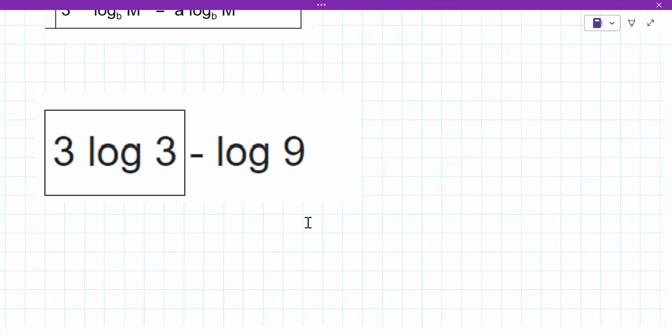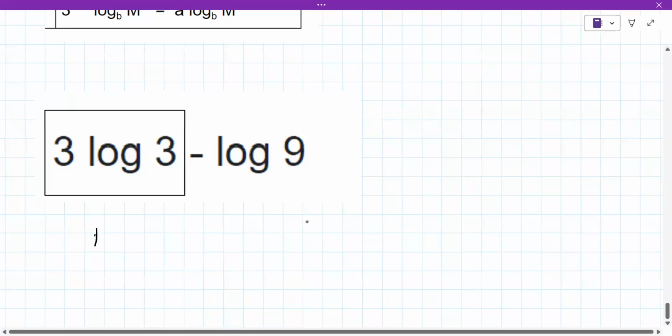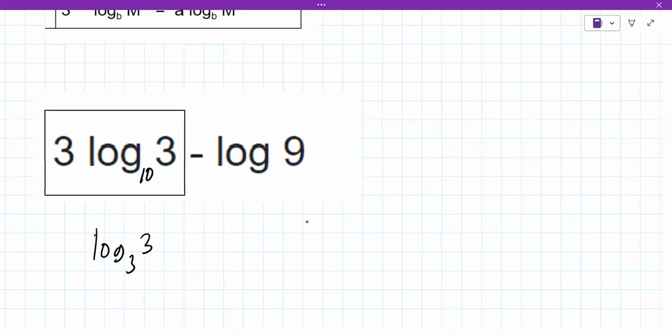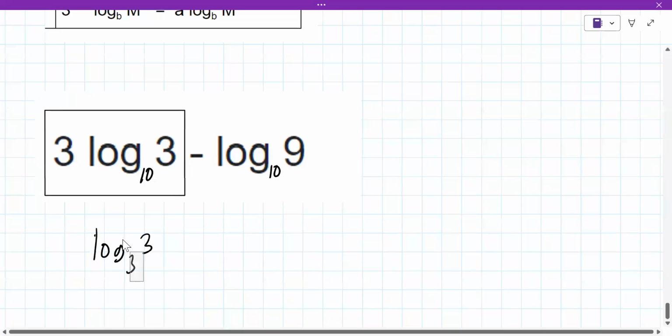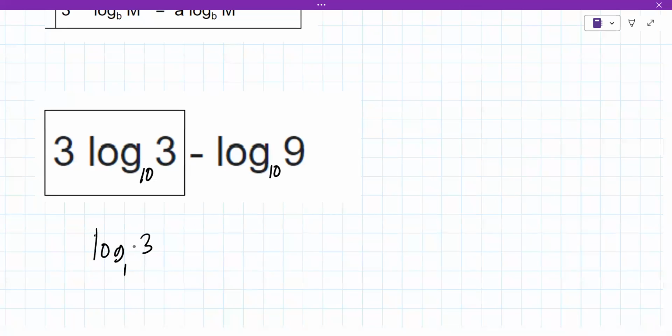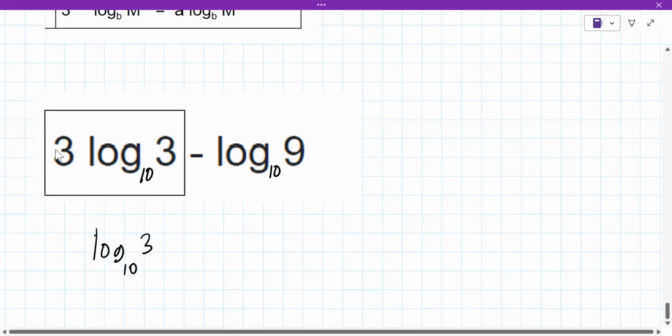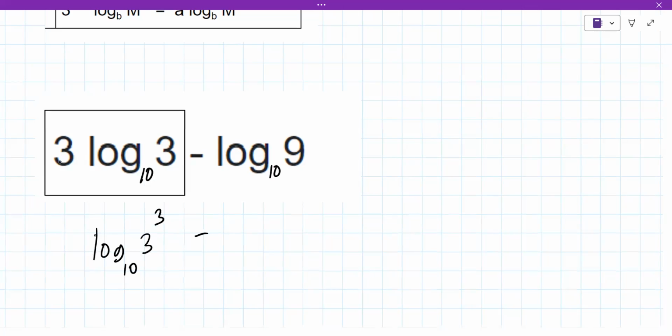Okay, it would be a log base of 3. Sorry, this is log, and when it's not written, I should have mentioned that it's base 10. So let me actually put that in here. It's base 10. So 3 minus log base 10 of 9. Where does this 3 go in front? I was going to say the exponent. Yes, very good.